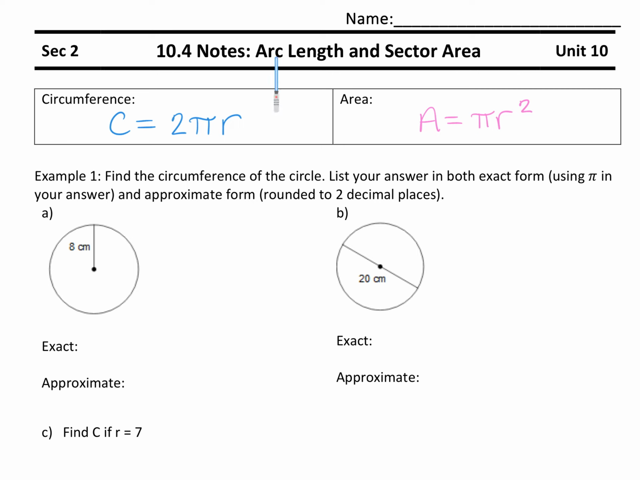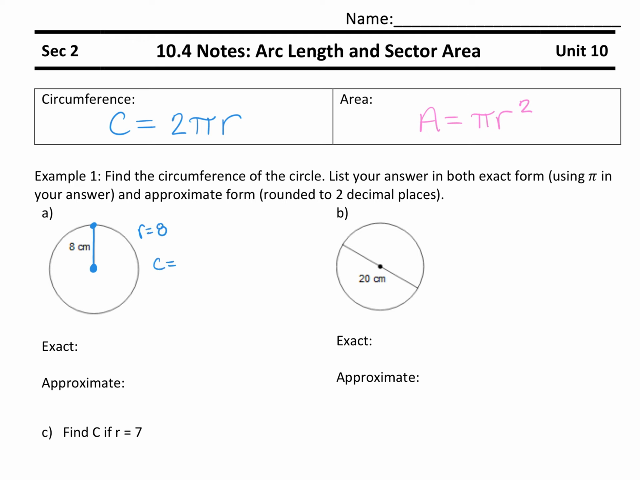Today we are going to talk about arc length and sector area. This is the formula for the circumference of a circle. This is the formula for the area of a circle. When given this circle, the 8 centimeters right here, because it's halfway, starting at the center and going to the edge of the circle, that is our radius. So in this case, r is 8.